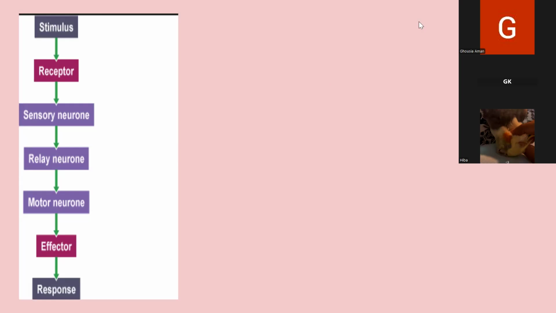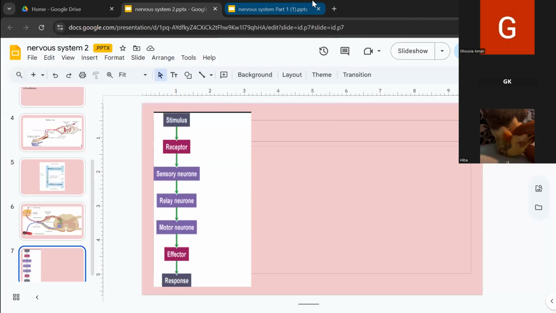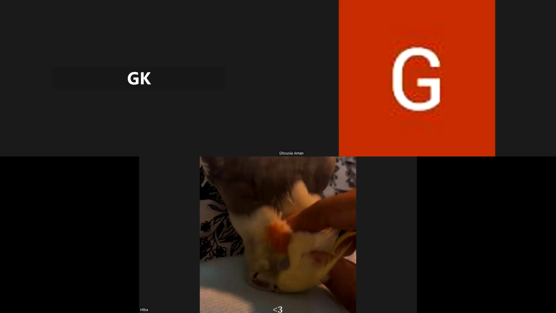Now I'm going to another slide, that is eye. We have got eye. Just give me 1 minute. Let me take out the slide of the eye. So eye is the sensory organ, the receptor. So we have the detailed structure and function of the human eye.